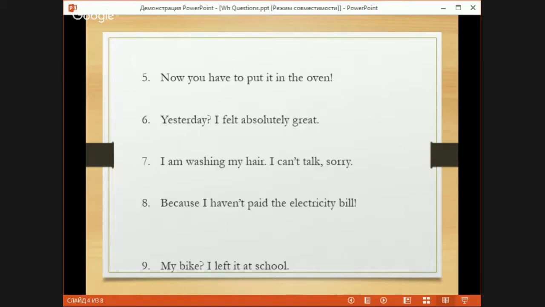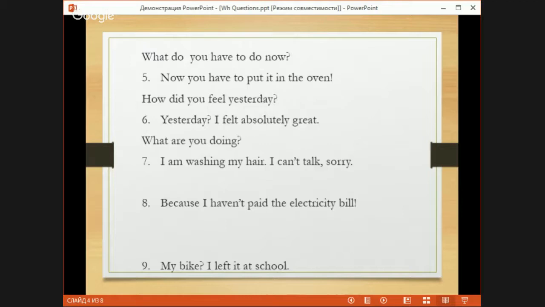Let's look at the answers. What do you have to do now? Now you have to put it in the oven. Present simple with semi-modal verb have to. How did you feel yesterday? Yesterday I felt absolutely great. So how did you feel? Did already created the tense, so we don't use felt, we use feel.